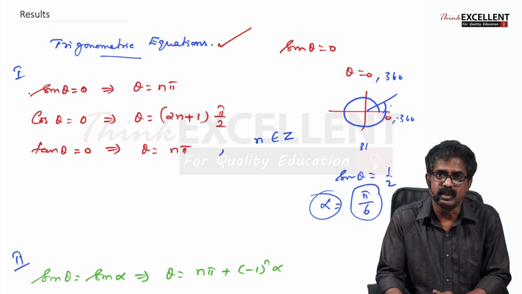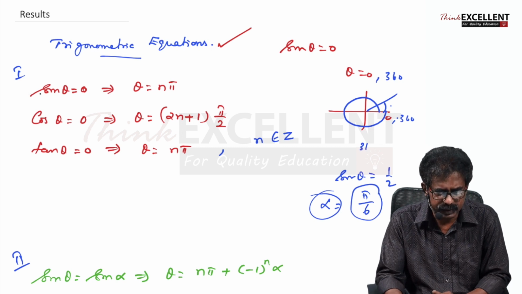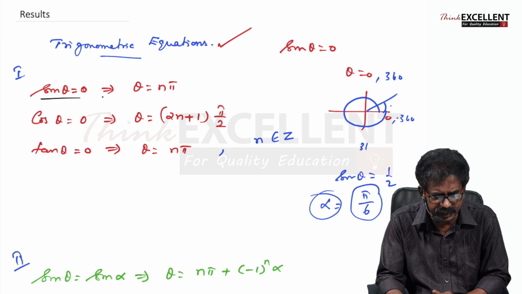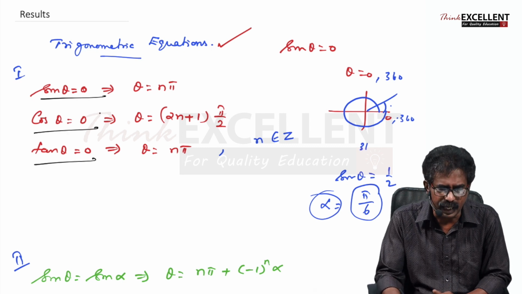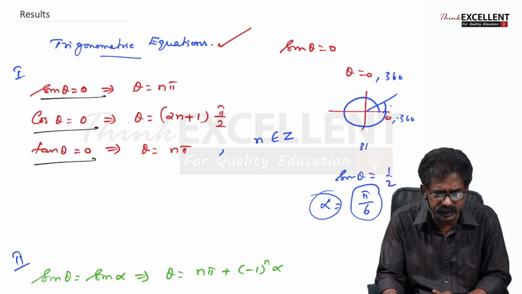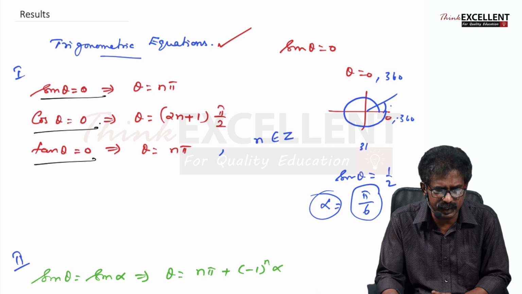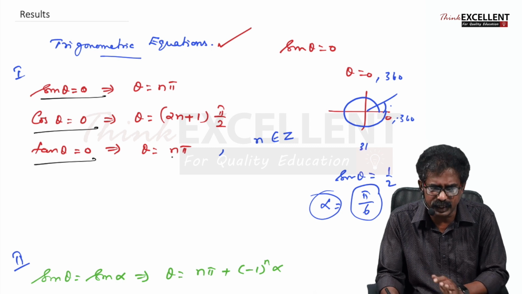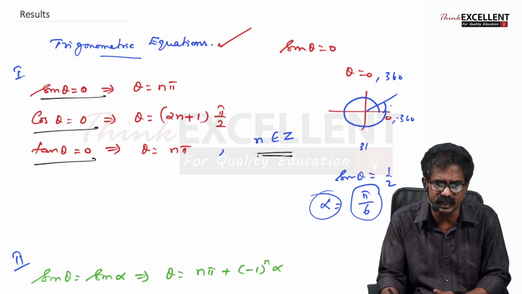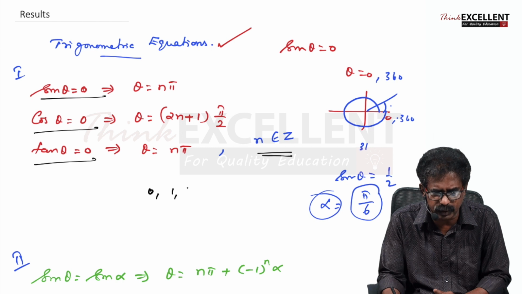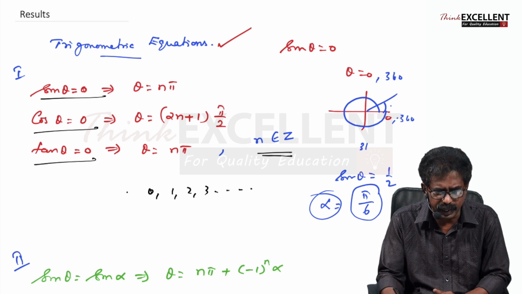Three results you have to study from the first set. Sin theta equals 0, cos theta equals 0, tan theta equals 0. Then what is theta? Sin theta equal to 0, then theta is equal to n pi. Cos theta equals 0, theta equal to (2n plus 1) pi by 2. Tan theta equals 0, theta equal to n pi. And what is n? n is an integer. You know what an integer is? 0, 1, 2, 3, etc. Minus 1, minus 2, minus 3, etc.